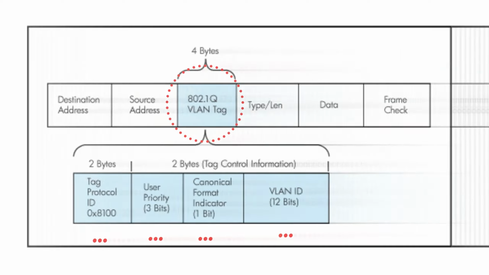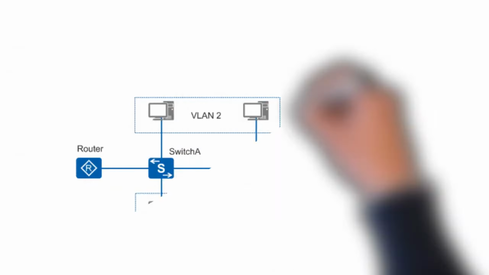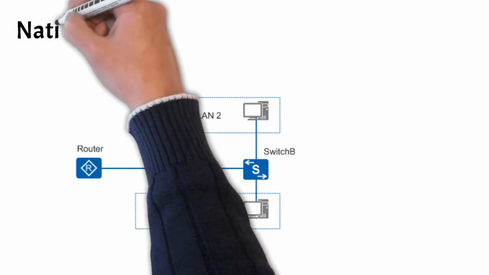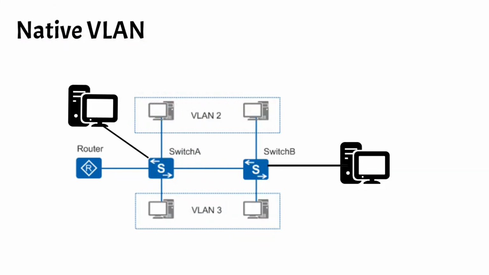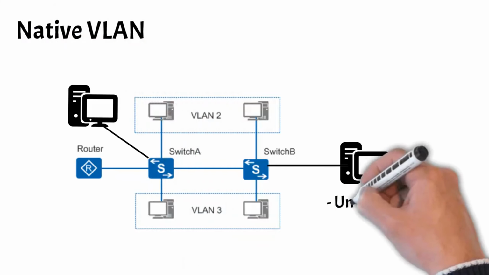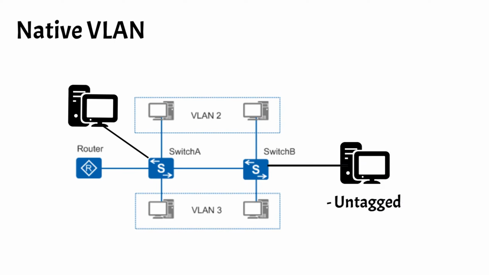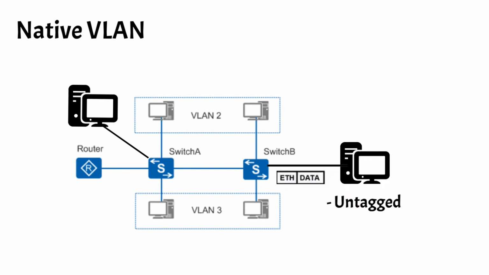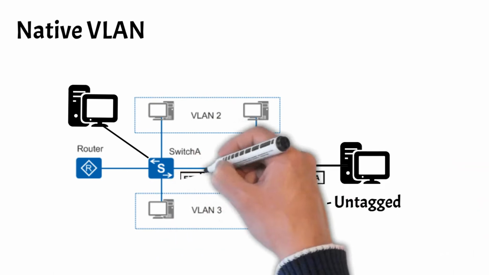Next, we'll discuss native VLAN. 802.1q implements the concept of native VLAN. Frames belonging to the native VLAN are untagged, which means they do not have an 802.1q tag on the Ethernet frame. Or you can say 802.1q does not add an 802.1q header to the frame in the native VLAN.